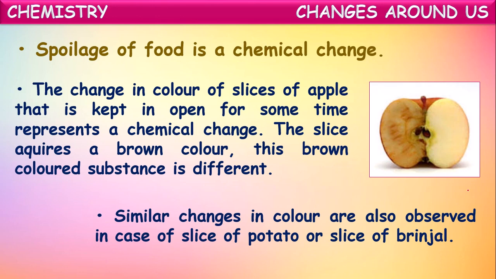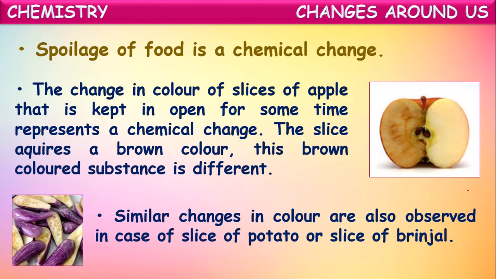Similar changes in color are also observed in the case of a slice of potato or a slice of brinjal, isn't it? While cooking food, often at our homes we observe that potato and brinjal are cut and left for a few minutes in an open container. Slowly they will be browned. Their color changes to brown color. That is also a chemical change. In this way, the spoilage of food also comes under chemical changes.